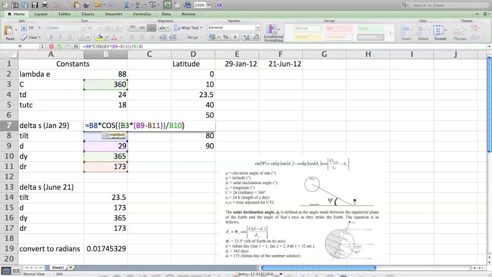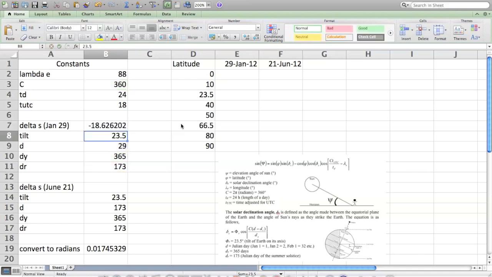Now, given what I've got here, I've opened three parentheses, 1, 2, and 3, and I've closed 1, 2, and 3. If I hit enter, it should go and do the calculation for me. The only thing that you have to understand is while this is going to be very close to the real answer, it is not the real answer for delta sub S for January 29th.